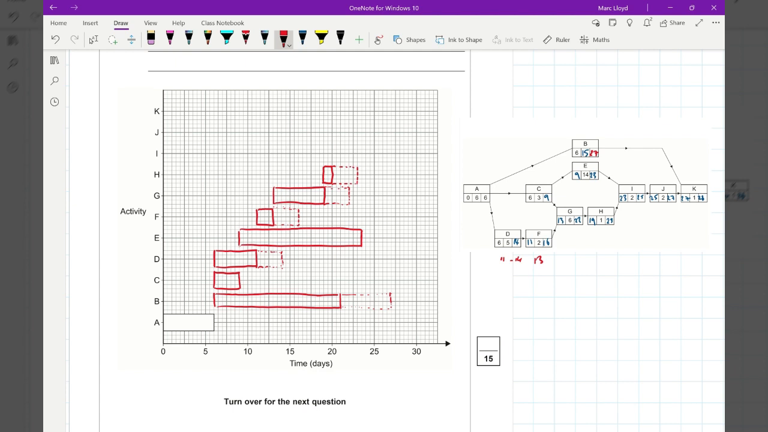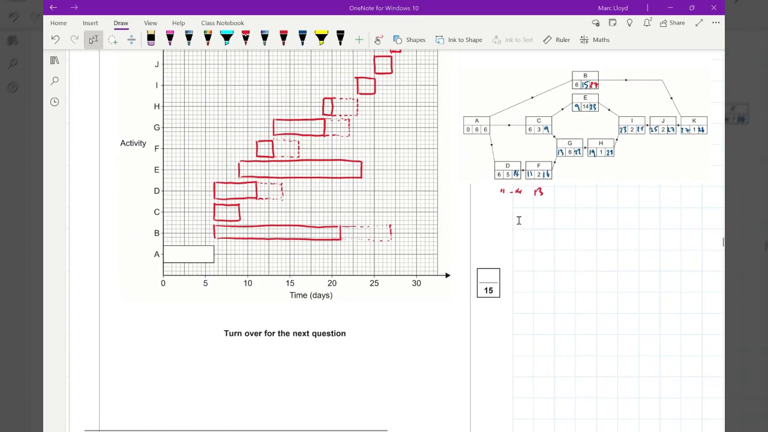I, 23 it starts at. Duration of 2. No float time. J starts at 25. Duration of 2. No float time. K starts there. Duration of 1. No float time. And that should be it. That was exhausting. Absolutely exhausting. But we are looking good. Okay, next bit. What have we got left? That's it. Oh, thank goodness.